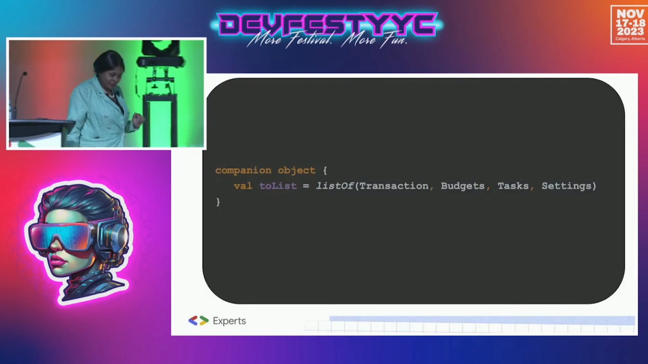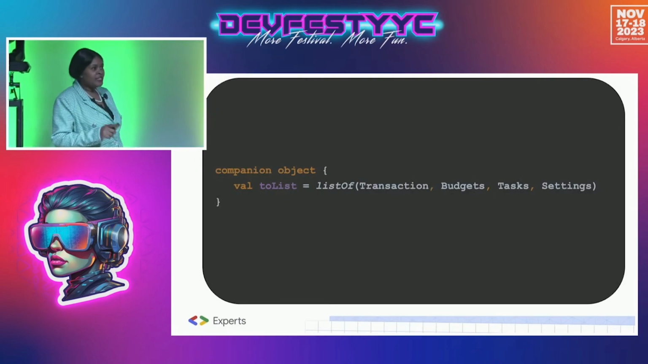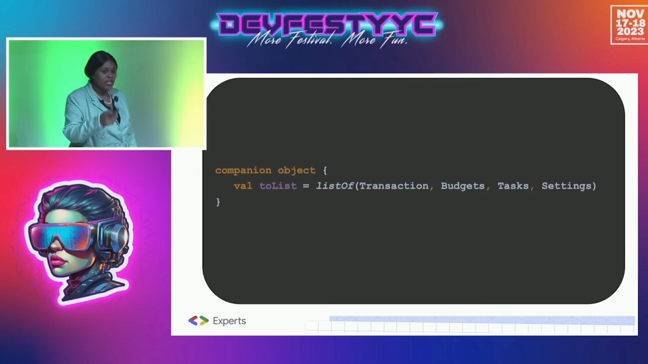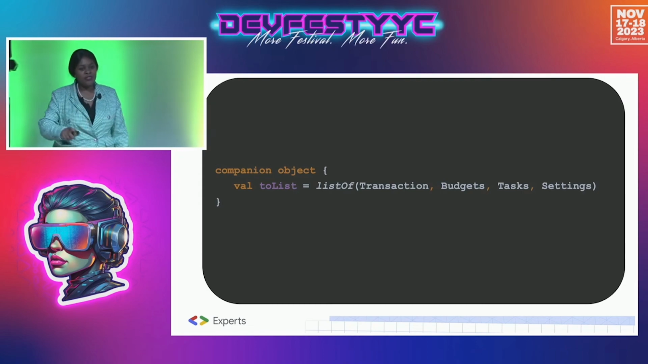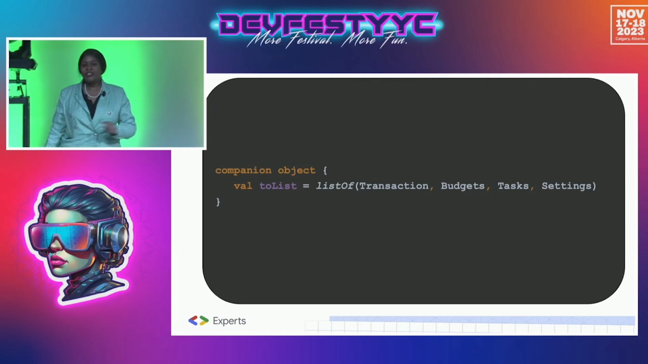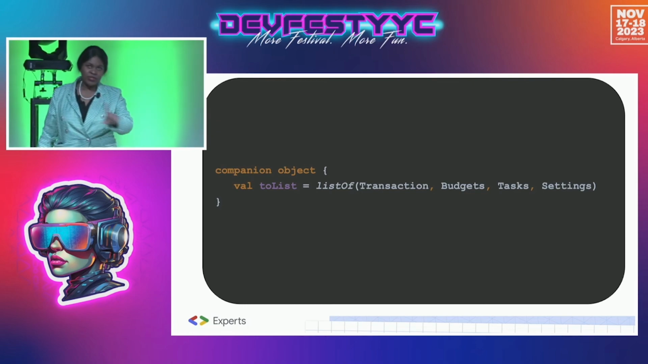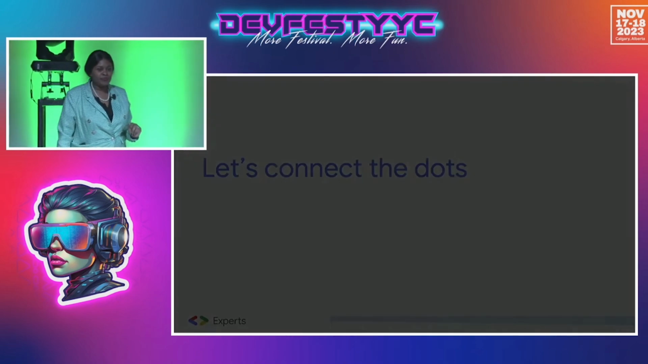Next on my slide, I have this particular companion object. What it does is it just iterates through those particular objects that I have in my bottom navigation, which is transaction, budget, tasks, and settings. And you'll see how I will use this next in my other slide.